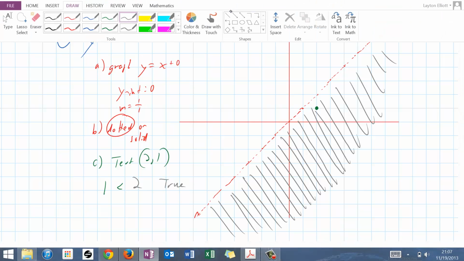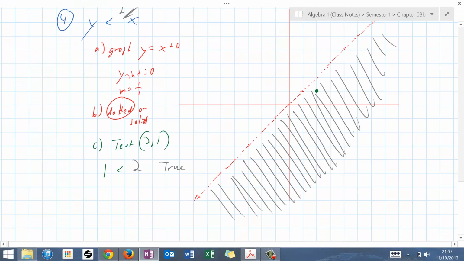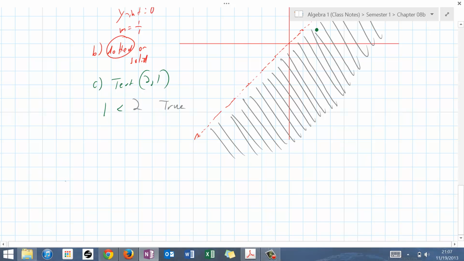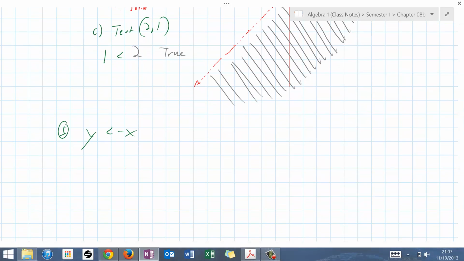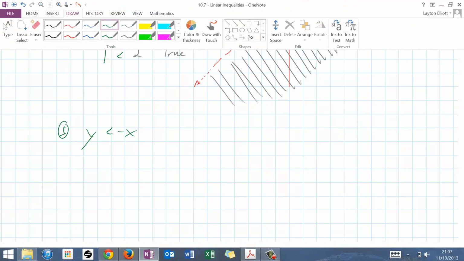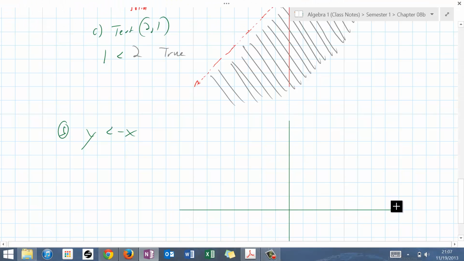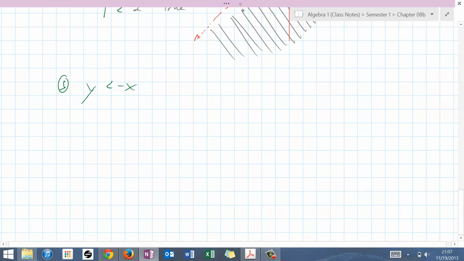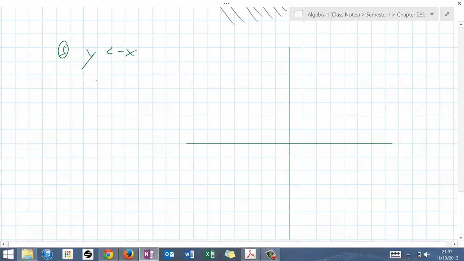Okay, let's do one more. Actually, let's go ahead and do y is less than negative x just to show you the difference. So I'm going to do what that one should have been right now. Y is less than negative x. I'll do this really quick. I'm going to put the grid down. Go ahead and graph on that grid the line y equals negative x, which is what I should have done before. So I'm going to graph that also as a solid or a dashed line.